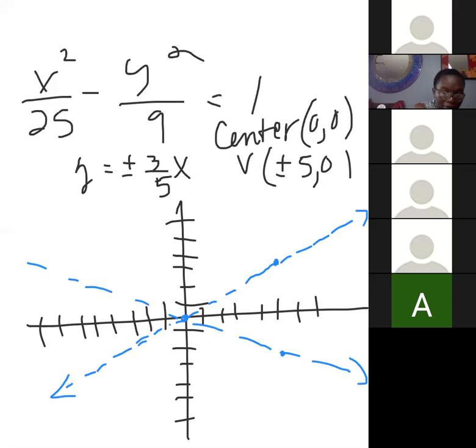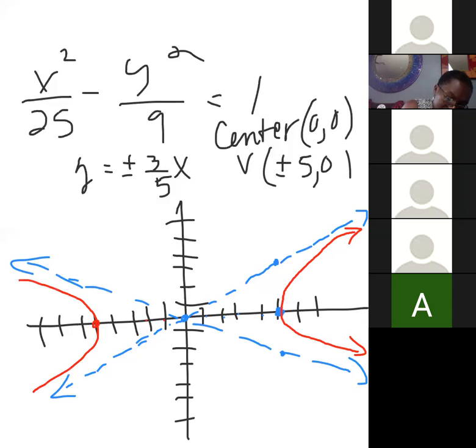Okay, so now you've got your asymptotes. The vertices are plus or minus 5, 0. So we do 1, 2, 3, 4, 5. And then we're going to sketch. Let me use a different color here. We're going to sketch this part over here. By the way, this is called a branch. So we're sketching this branch over here, and then we're going to go to the left, 1, 2, 3, 4, 5, and sketch the other branch right there. And that's it.